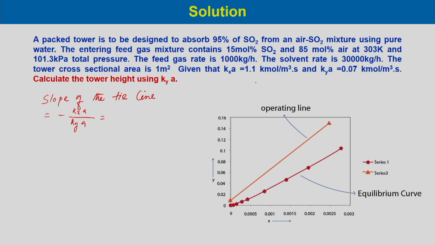kxa is 1.1 kilomole per meter cube second. So, 1.1 divided by 0.07, which is equal to minus 15.71. With this, you consider a point somewhere at P, which is (xI, yI), and with this slope you can draw the tie line.